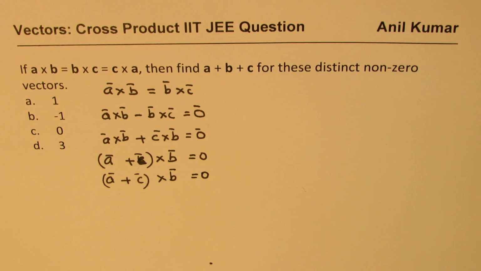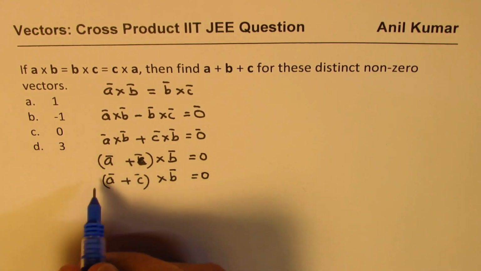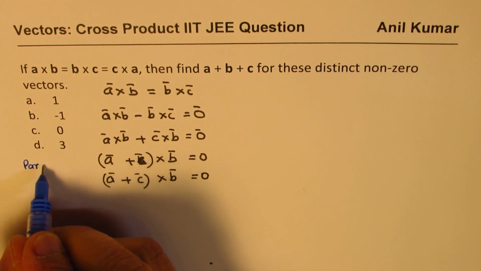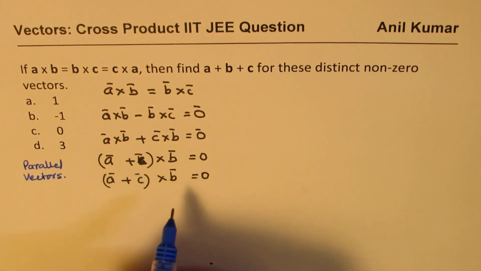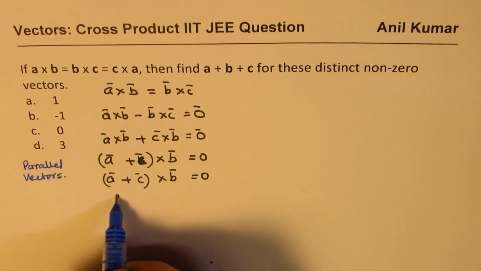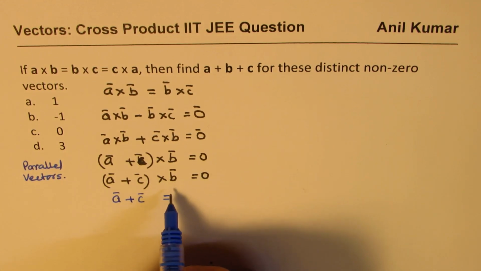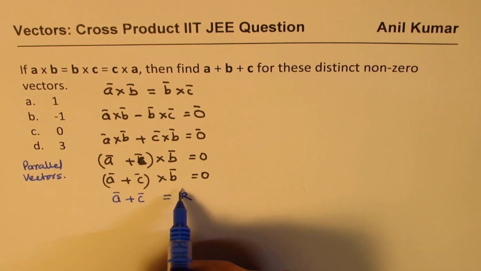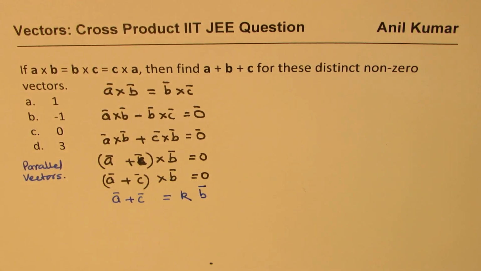So we get this. Now when the cross product is 0, it means what? Cross product 0 means that they are parallel vectors, right? So that means I could now write A plus C as some scalar multiple of B, let's say K times vector B, since they are parallel.